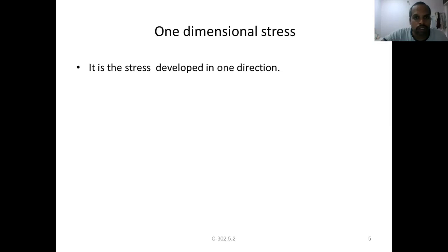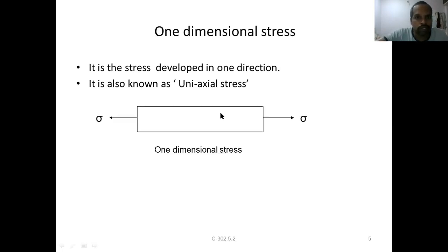Now let us discuss the one dimensional stress. It is the stress developed in one direction. It is also known as a uniaxial stress, only in one direction.